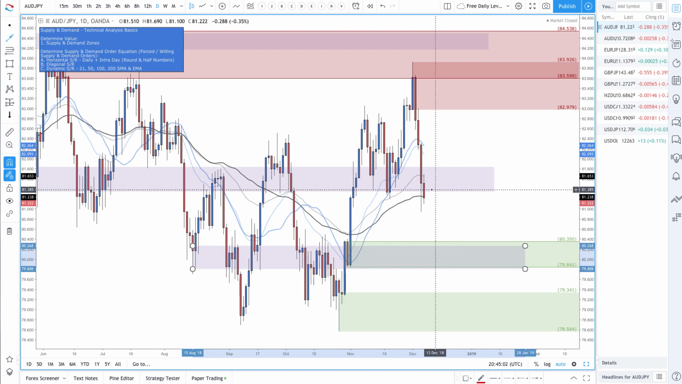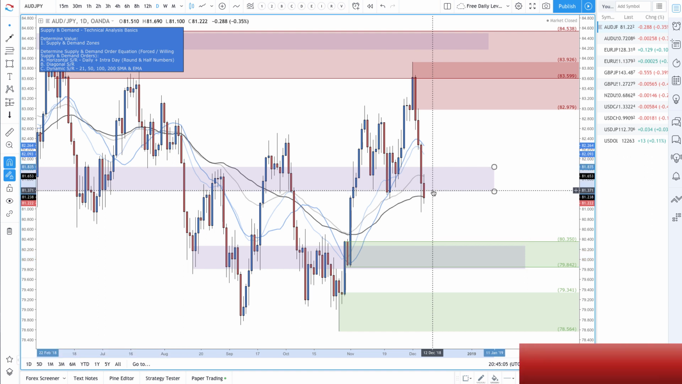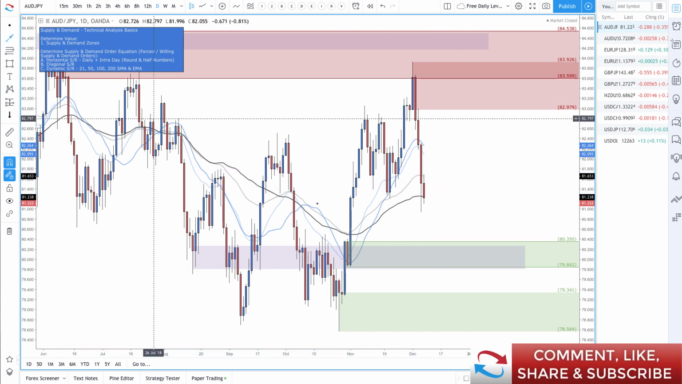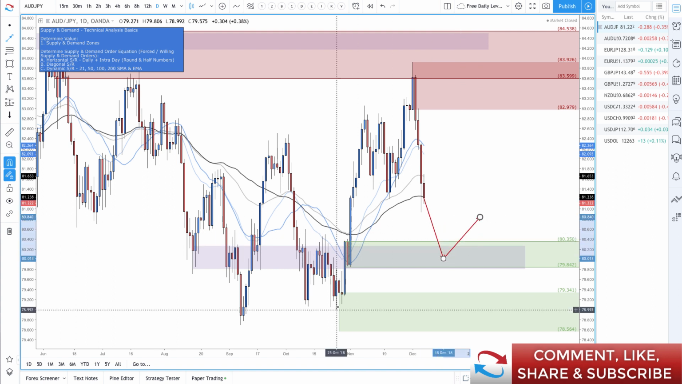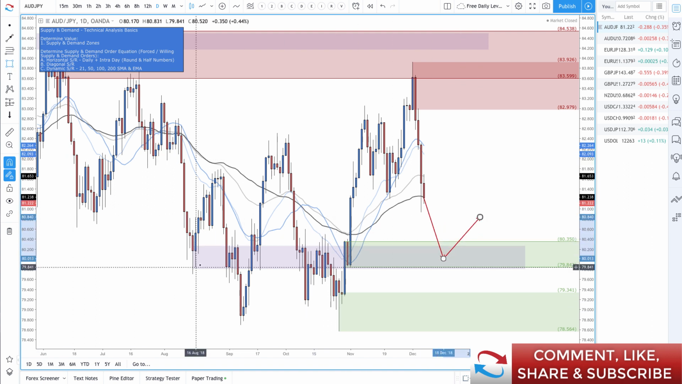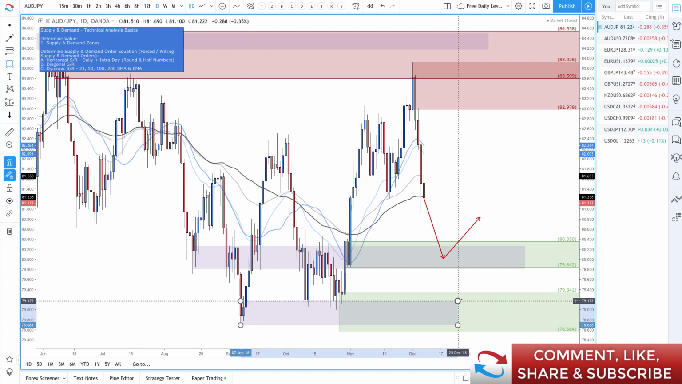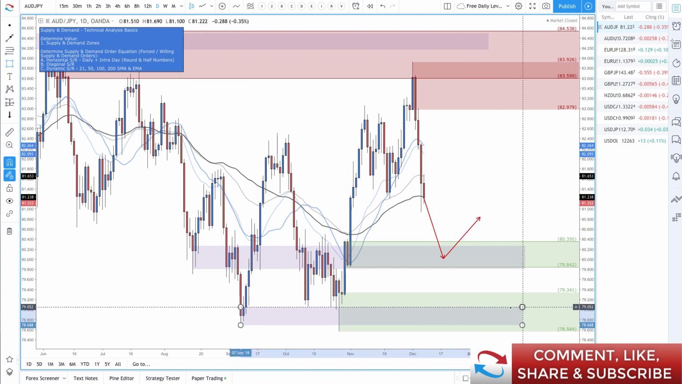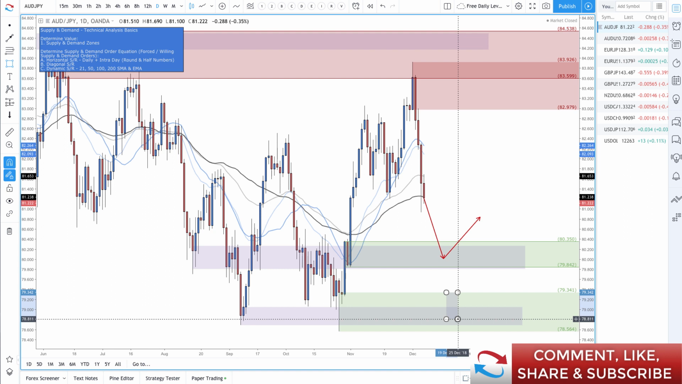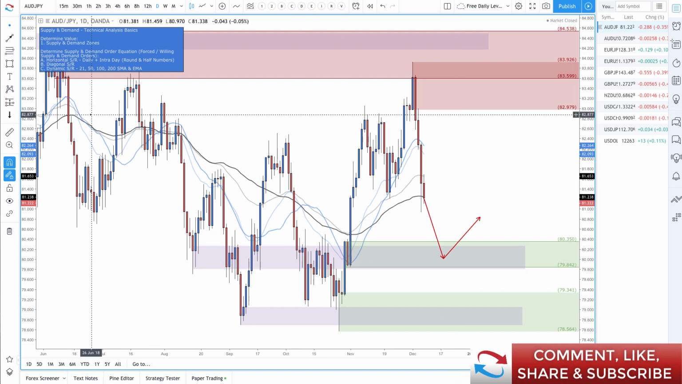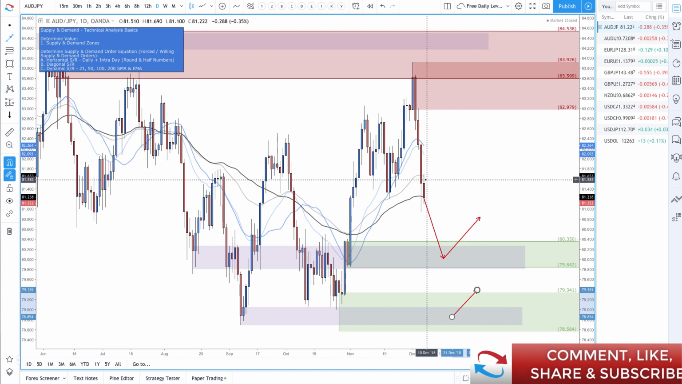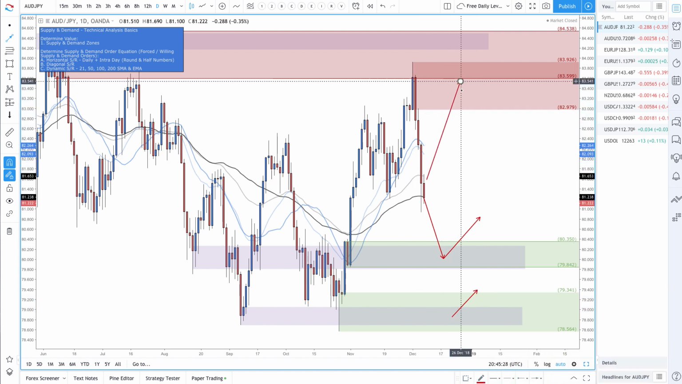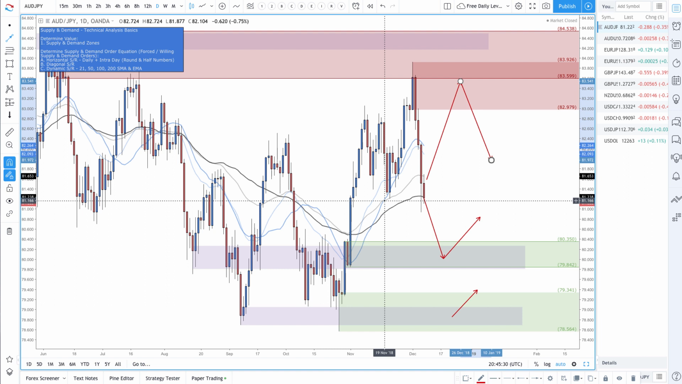But again, just be careful of the risk sentiment and the fundamentals. So that's your first area, and then here is going to be your second area right here, if you're looking to be a buyer, and again, anywhere up here to get short.